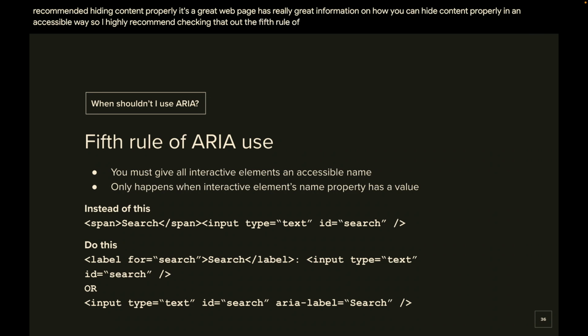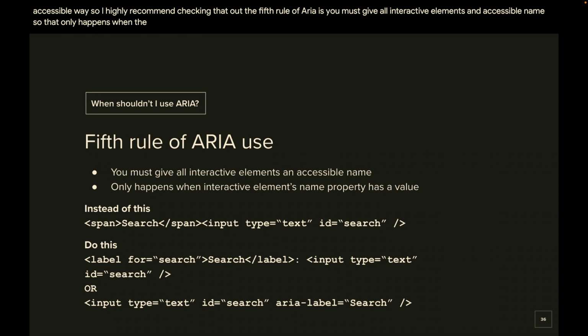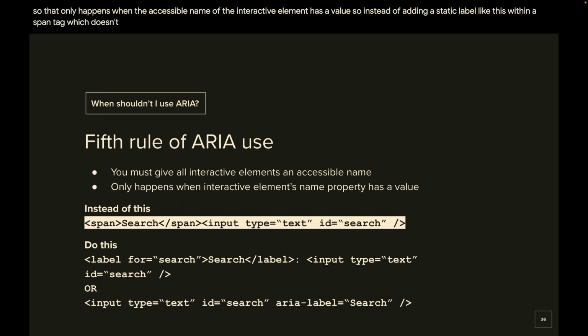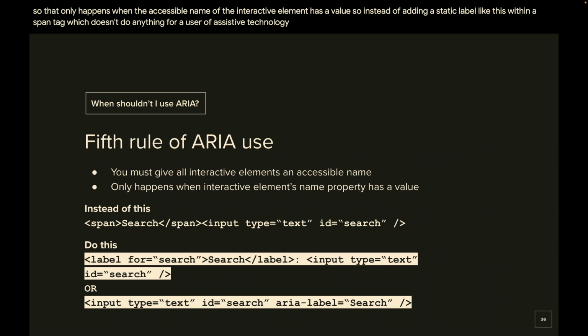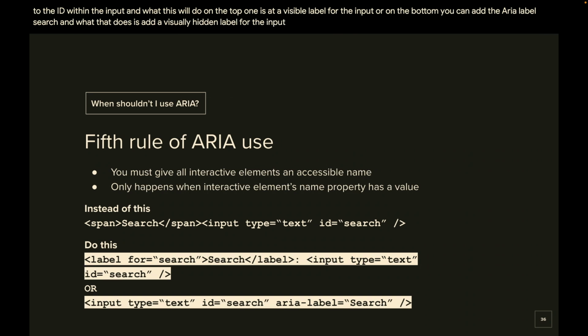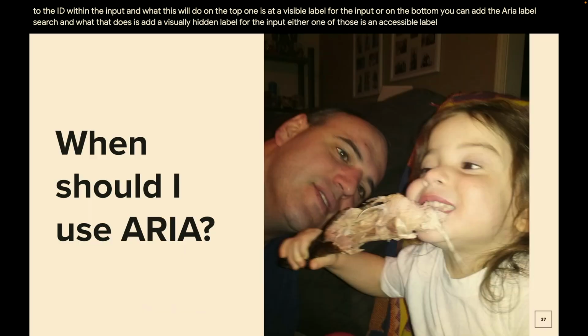The fifth rule of ARIA is you must give all interactive elements an accessible name. So that only happens when the accessible name of the interactive element has a value. So instead of adding a static label like this within a span tag, which doesn't do anything for a user of assistive technology, you should add a proper label like this, which has a for, which connects to the ID within the input. And what this will do on the top one is add a visible label for the input, or on the bottom you can add the aria-label search, and what that does is add a visually hidden label for the input. Either one of those is an accessible label.